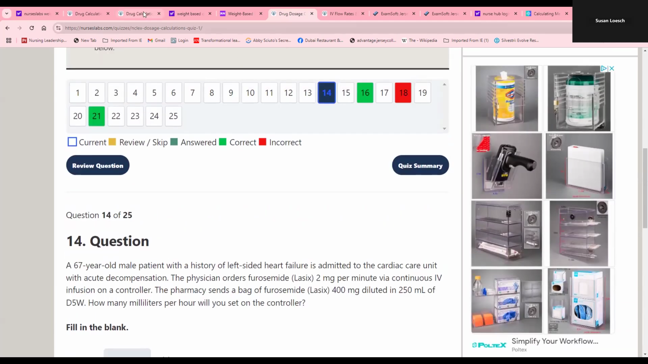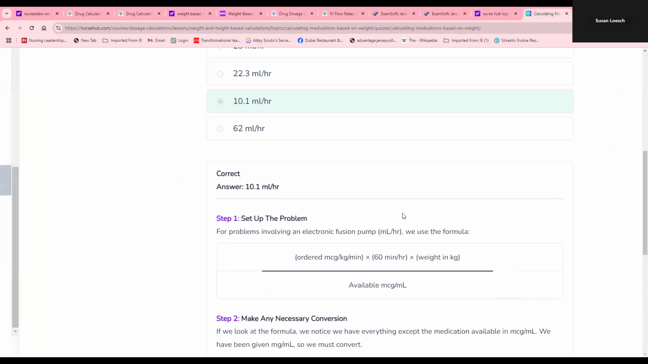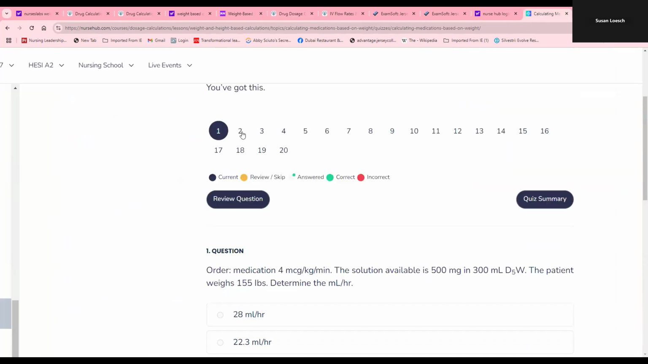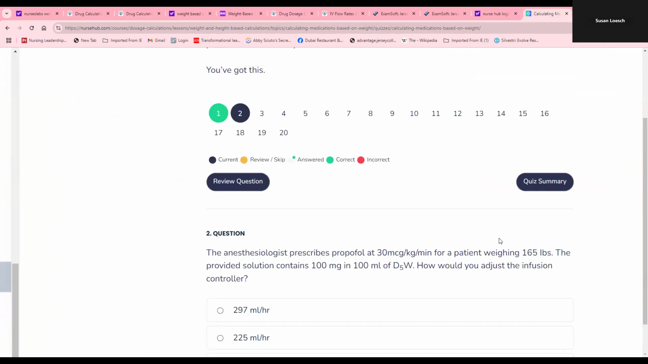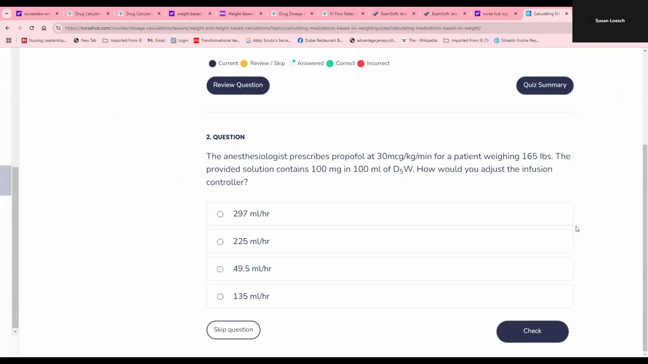Let me see if I had another one over here on this IV one. Okay, here's another one. So again, look at how your desired dose is ordered. On this one, do you have to do the conversion of multiplying it by 60? Yes, because it's ordered in micrograms per minute. So see if you can get to the right answer here.